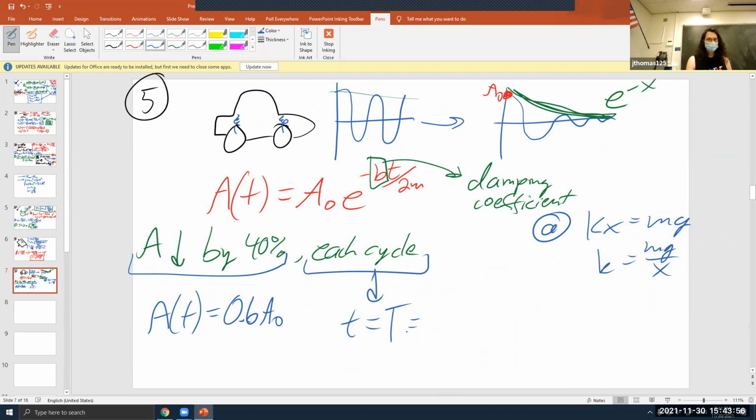So I know that my period is, and this is an equation that we maybe haven't seen yet, but this is just a reworking of two of those omega equations. Our period is 2 pi times the square root of m over k. And then I have a definition for k right here that I can go ahead and plug in. So I can write this as 2 pi, when I cancel out my m's because k is on the bottom, you have 2 pi times the square root of x on g.